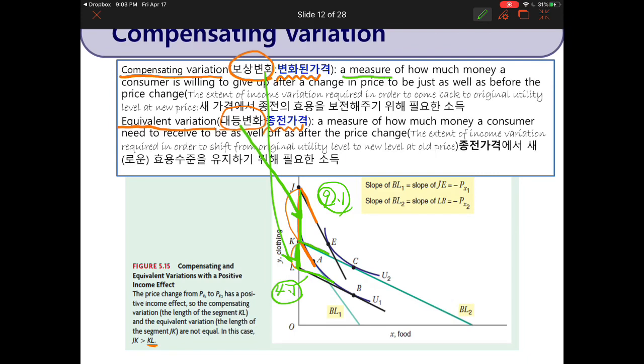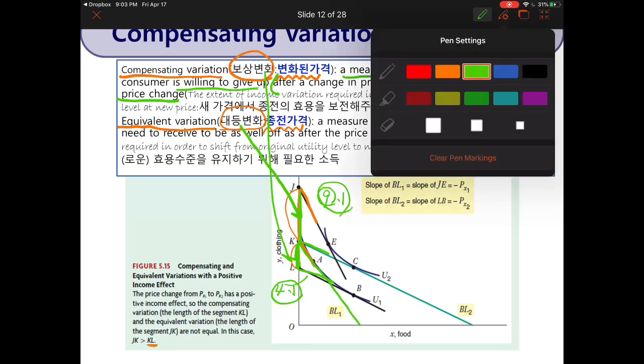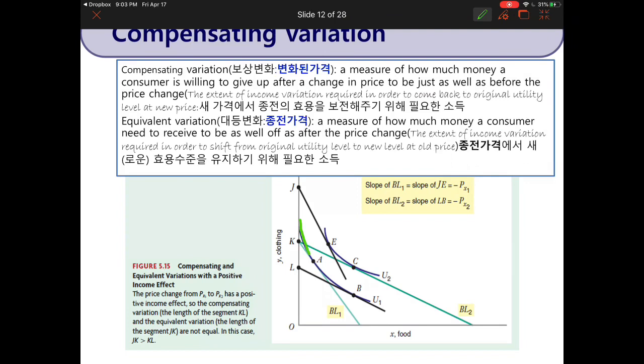A measure of how much money a consumer is willing to give up after a change in price, on the condition that he is just as well off as before the price change. Before the price change, he was here, right? And actually, the key thing is that it is on a different level. It's this one. His utility here might be, was it 144? I'm not sure. Let's suppose that is true.